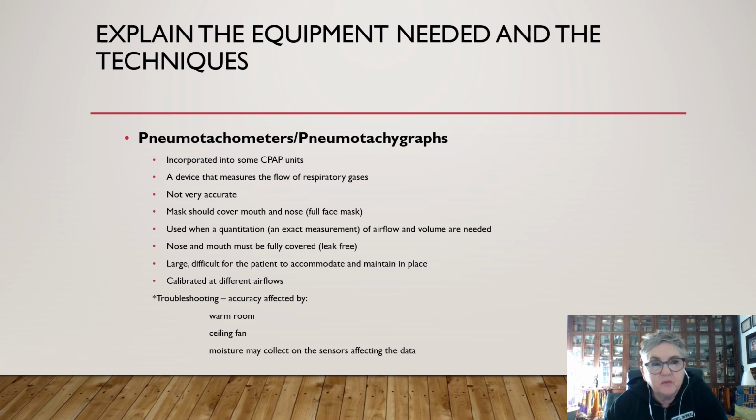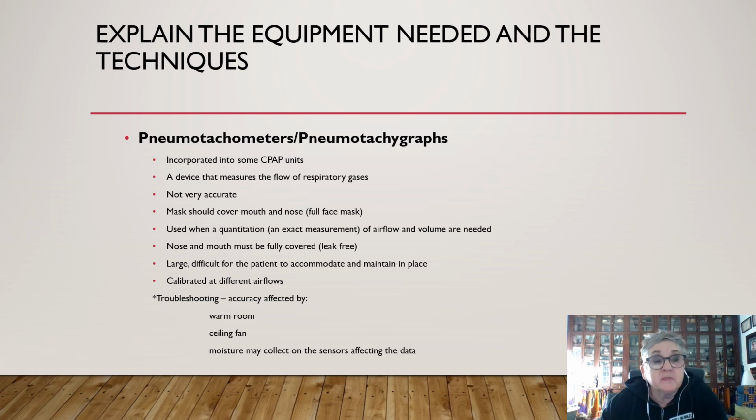Now we're going to talk about pneumotachometers and pneumotachographs. These are incorporated into some CPAP units. It's a device that measures the flow of respiratory gases. It's not very accurate, and masks should cover the whole mouth and nose to be effective, a full face mask. It's used when a quantitation or an exact measurement of airflow and volume are needed.